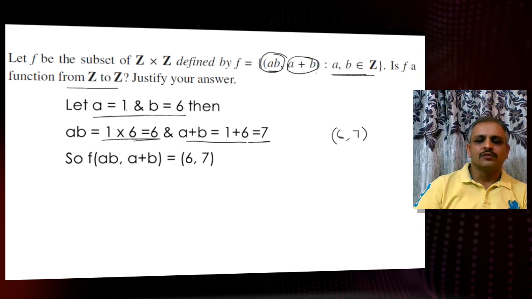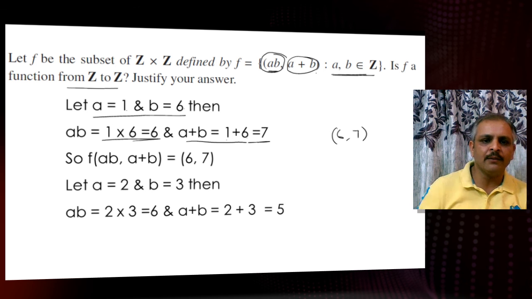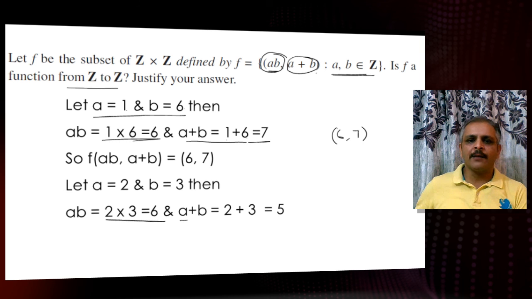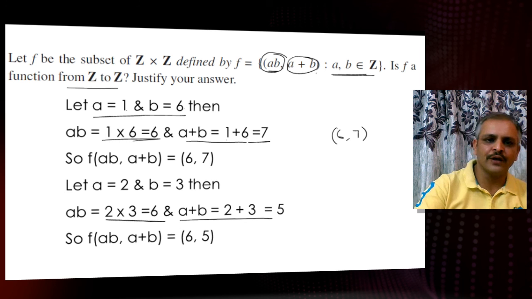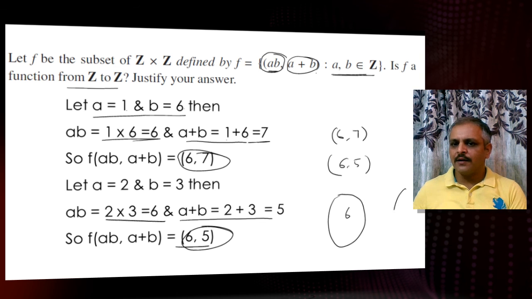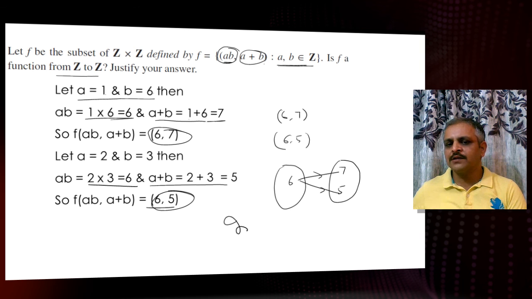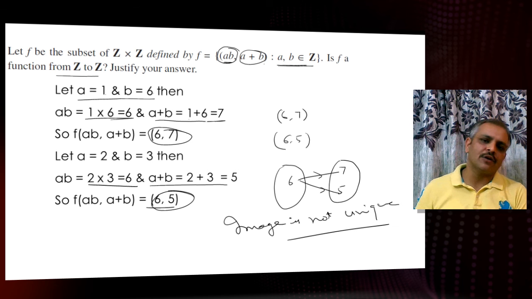Okay. So next, let a be equal to 2 and b be equal to 3. Then ab will become 6 and a plus b will become 5. So here the value is 6 comma 5. So it's sufficient to declare that it is not a function, because the pre-image is 6, and it is having two images, that is 7 and 5. So the image is not unique, hence it is not a function.